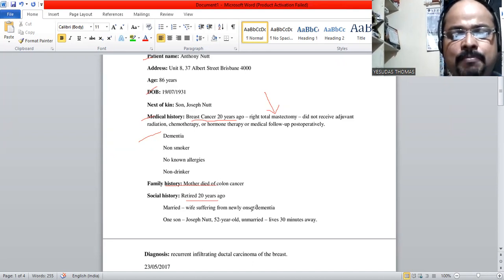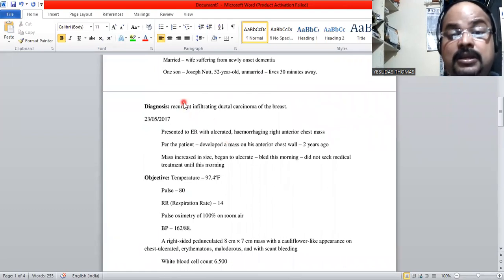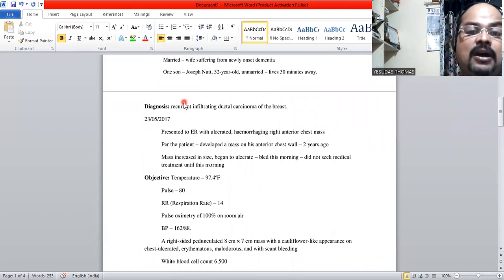Now you have another important point: Mrs. Nutt has dementia. That's important data. His wife also has developed dementia. And the only son, Joseph, lives 30 minutes away from the place where they live. Now, the diagnosis is clear: recurrent infiltrating ductal carcinoma of the breast.